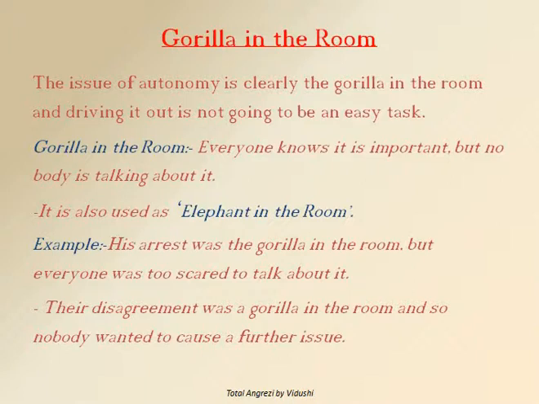The last one I found is gorilla in the room. This comes from the sentence, the issue of autonomy is clearly the gorilla in the room and driving it out is not going to be an easy task. What does gorilla in the room mean? That everybody knows that there is an issue of importance, there is a topic, there is something of importance there, but nobody is talking about it.